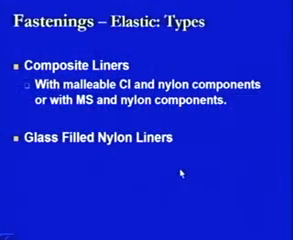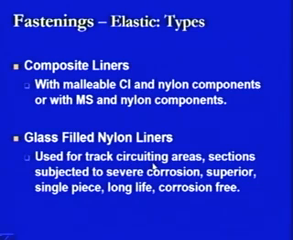Another type of liner which is available is the glass filled nylon liner. These glass filled nylon liners are used for track circuiting areas where the sections are subjected to severe corrosion, because if we are using malleable type of liners, then they have the tendency to get corroded. Whereas, if glass filled nylon liners are being used, then they are not going to be corroded here, and that is why they are a little more superior as compared to the normal type of liners. Then they are single piece, and as they are corrosion free, they have a higher life. This is another obvious reason.